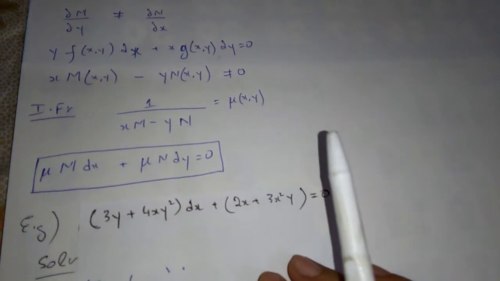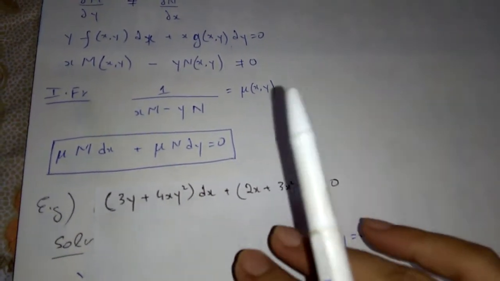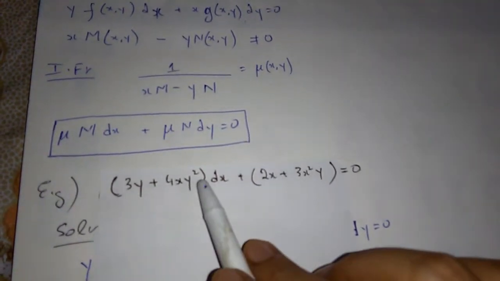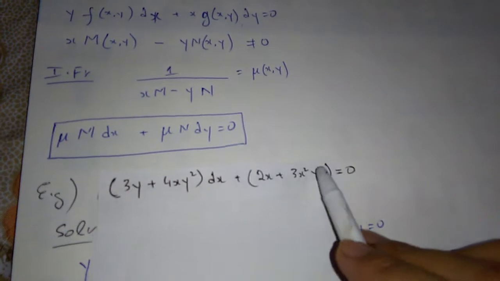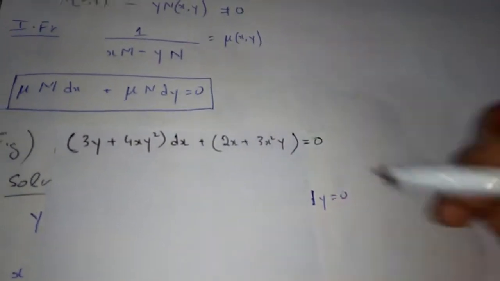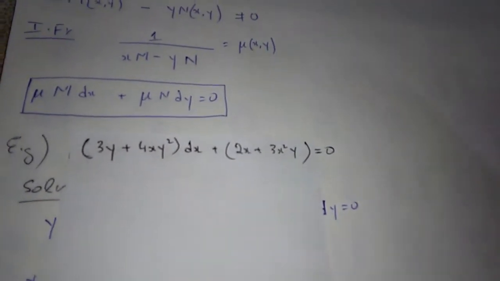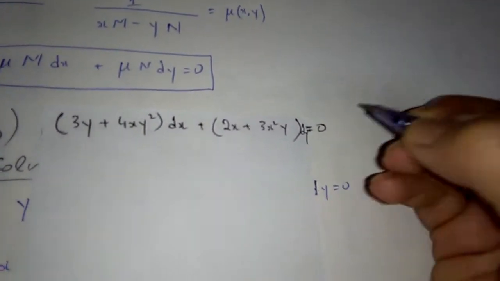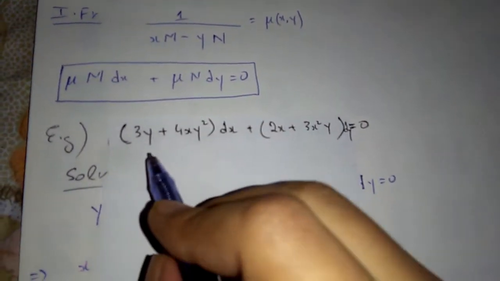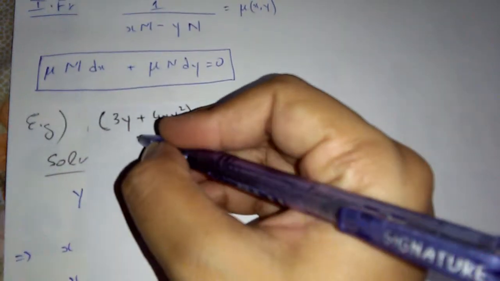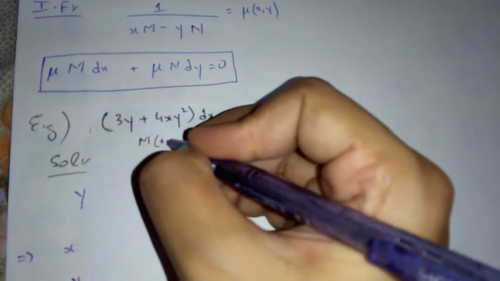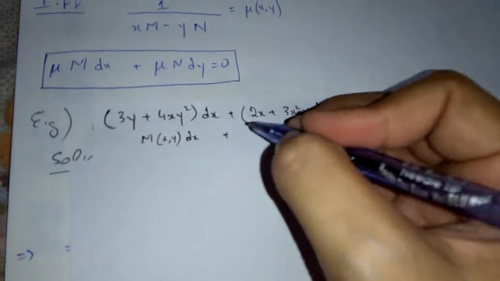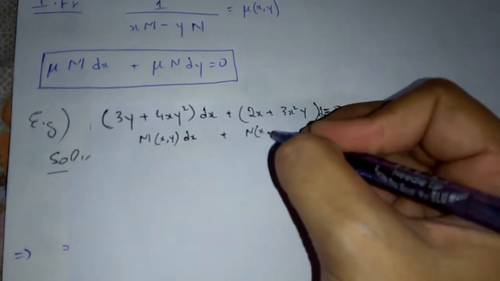Over here you can see the example. This is the beautiful example here. We can see that this is our M, this is our N. I just forgot to write my dy here, so let me write it down. This is our dy. So this is going to behave as our M(x,y) like this, and this is going to behave as our N(x,y) like this.